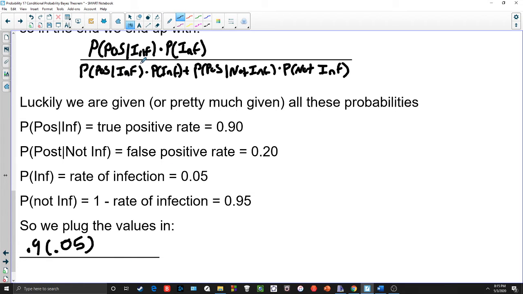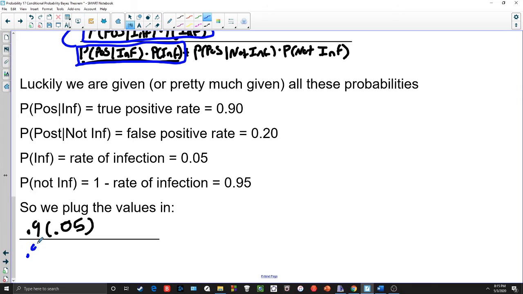Then this part right here is just the same as this part. So this basically just gets copied twice, which is usually how Bayes' theorem is written, and people look at it and think it's a really big, long, complicated formula, but half of it is the same. These two entire chunks are the exact same, 0.9 times 0.05. So most of it's just repetition.